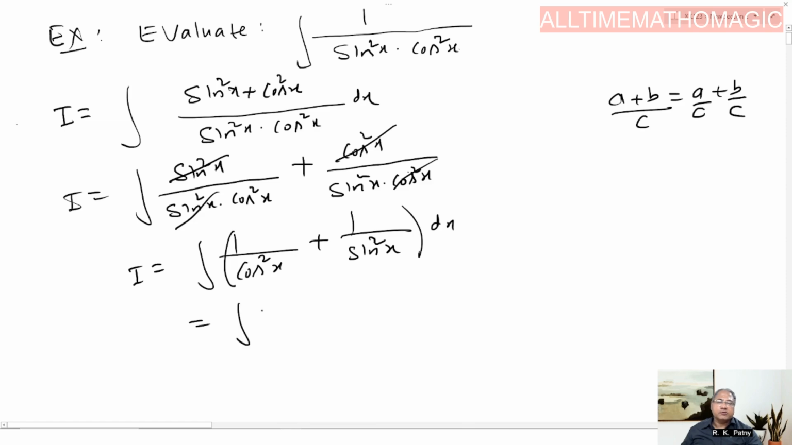This is equal to the integration of sec square x plus cosec square x with respect to x. Integration of sec square x is nothing but tan x, and integration of cosec square x is nothing but minus cot x, plus c. This is the required solution.